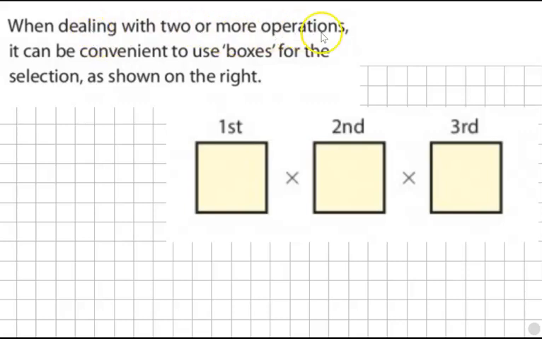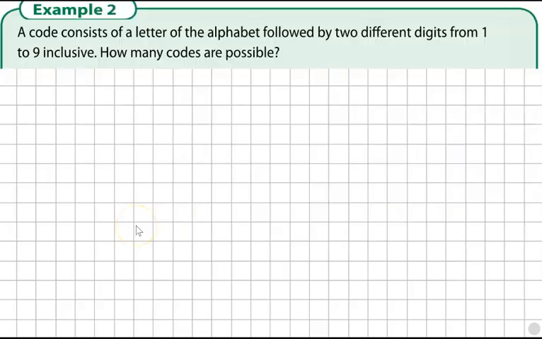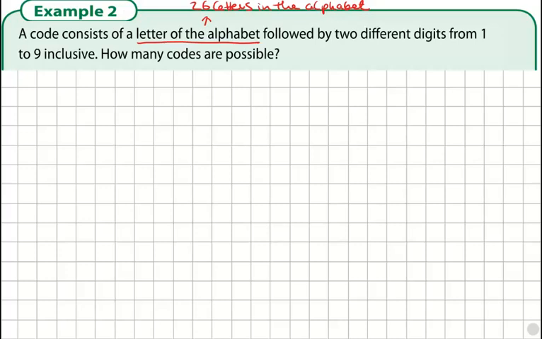When dealing with 2 or more operations, it can be convenient to use boxes for the selection as shown on the right. So first times second times third and so on. Example 2. A code consists of a letter of the alphabet followed by 2 different digits from 1 to 9 inclusive. How many codes are possible? So a letter of the alphabet, well, there's 26 letters in the alphabet. And there are 9 digits from 1 to 9 inclusive.